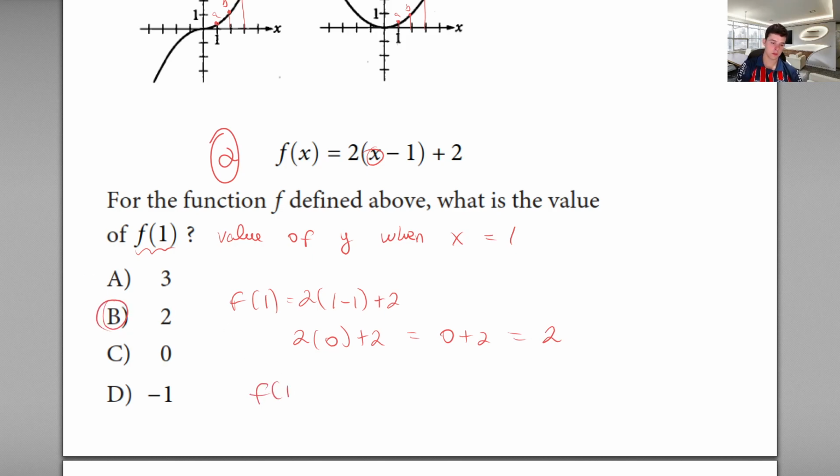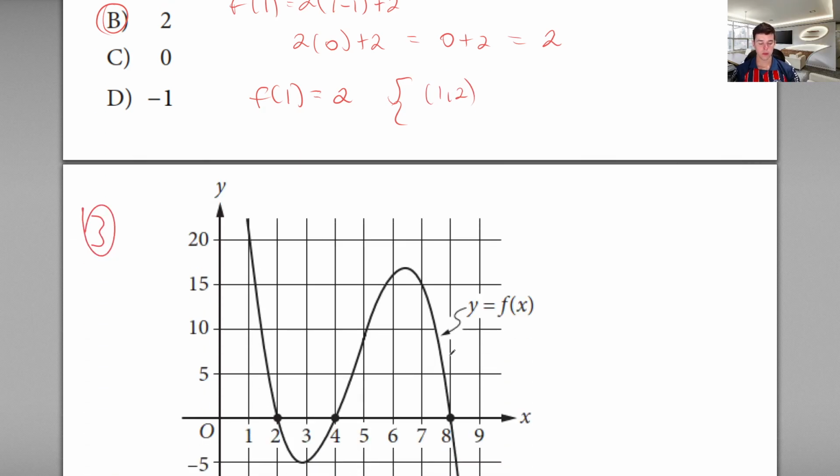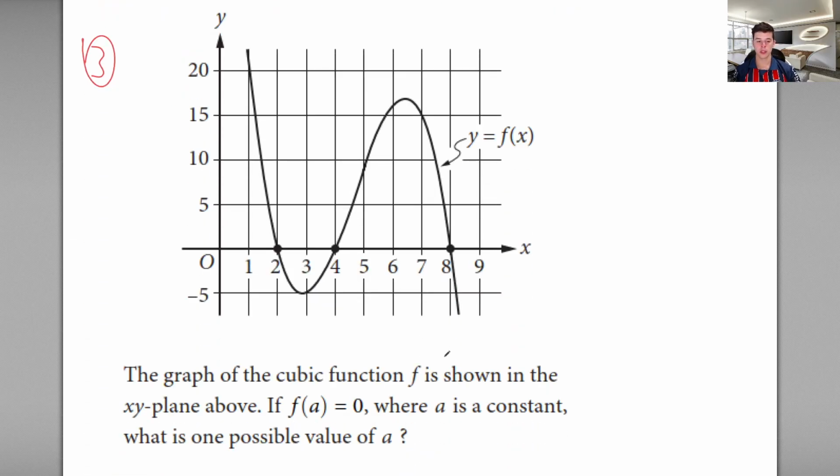F of 1 equals 2. And that's coordinate (1, 2), because when x is 1, y equals 2. Okay, we've done this in the intensive if you guys have taken classes with me.